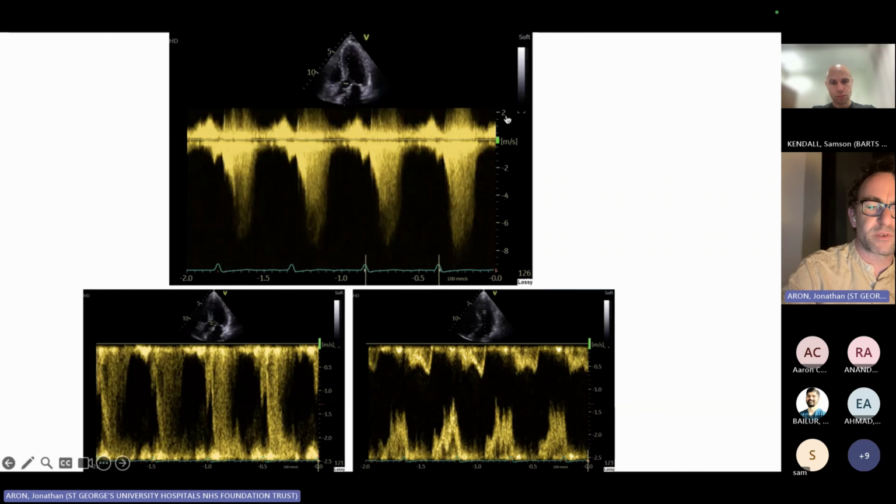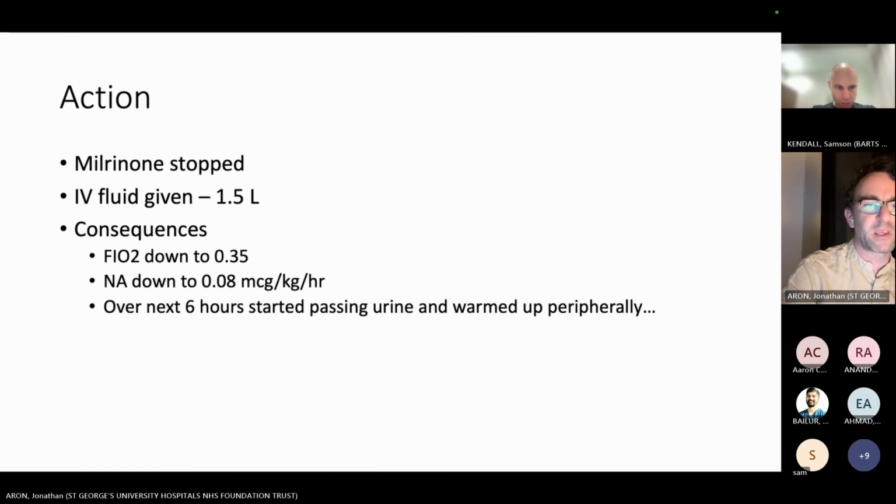These are the waveforms, which again, late peaking, slow rising, quick terminating waveform, which we talked about. So the milrinone was stopped, fluid was given, and within 2 or 3 hours, it was down to FiO2 of 0.35. Noradrenaline was right down, and he started passing urine and warmed up very nicely. So again, a diagnosis that could only really be made on echo.